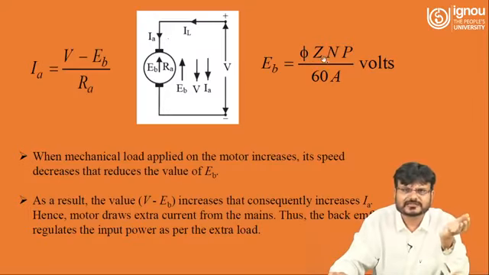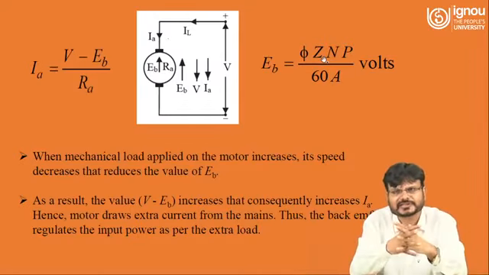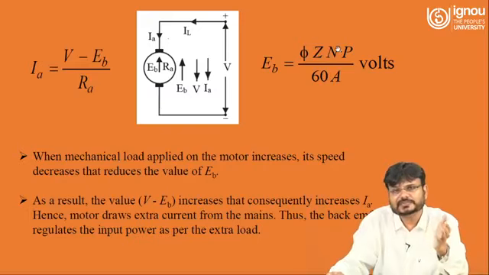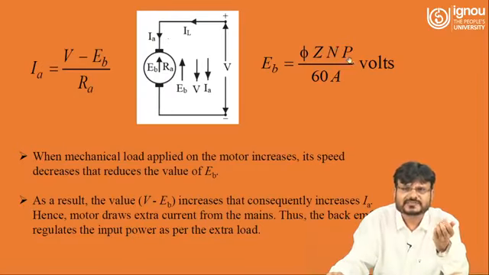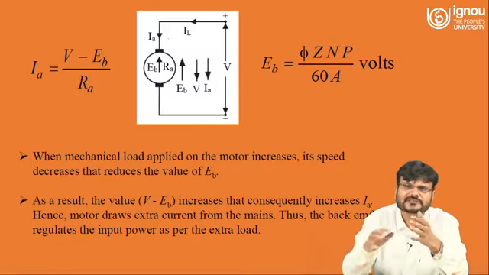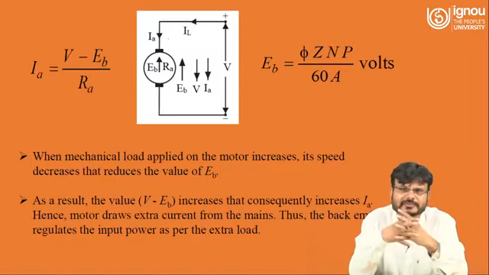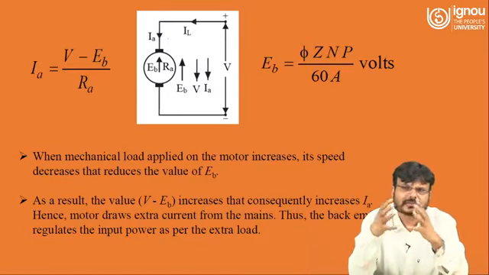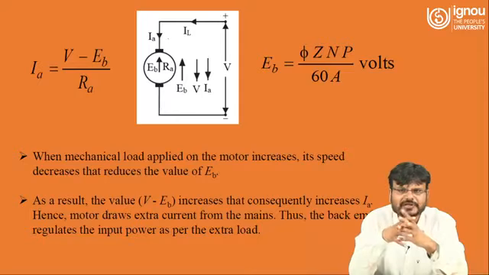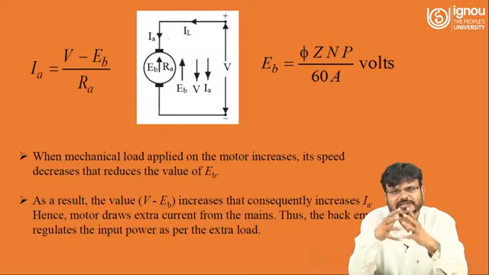This Z is nothing but the total number of armature conductors. This N is the speed of the motor, in RPM or RPS. This P is the number of poles. 60 is a constant value, and A is the number of parallel paths. This parallel path depends on whether you are using a lap winding or a wave winding. In case it is a lap winding, the number of parallel paths is equal to P. If it is a wave winding, then A equals 2.